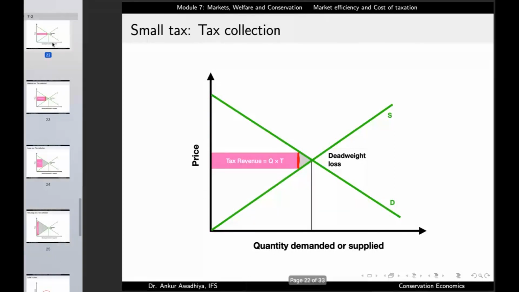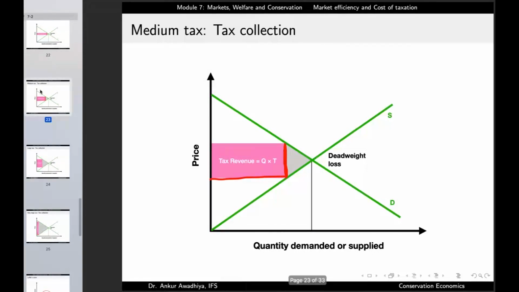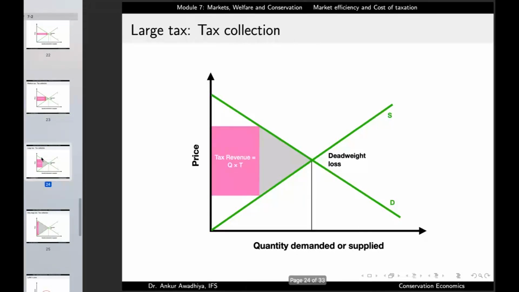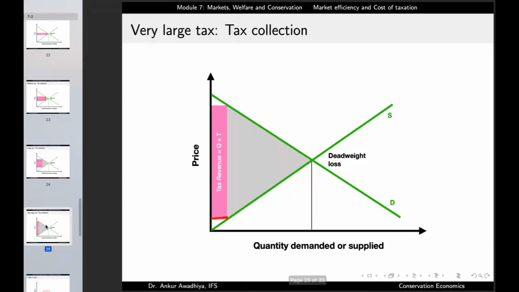So we started with a small tax size where we had a small tax revenue. Then the tax revenue increased when T is increased. Then it reaches a maximum and then it starts to decrease.